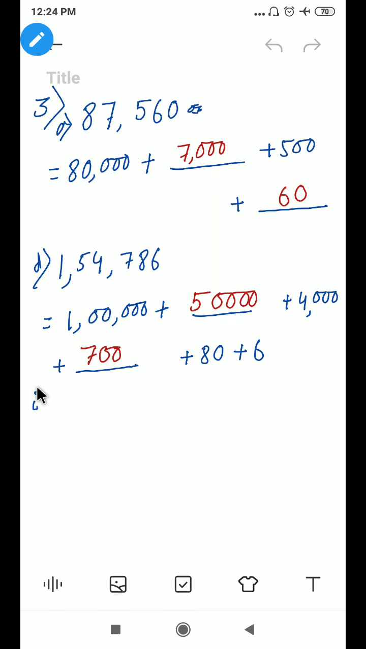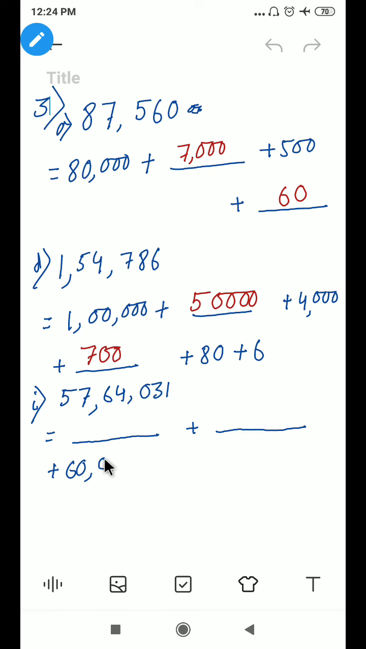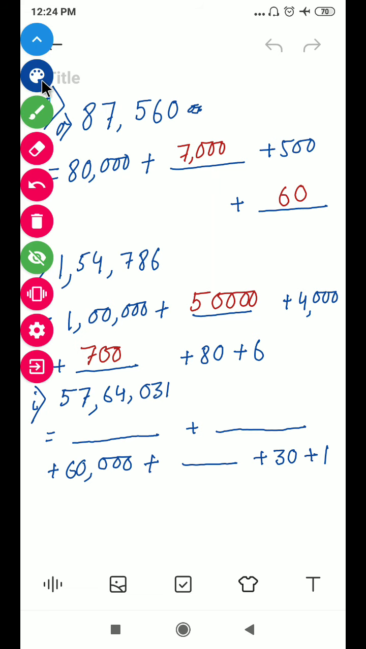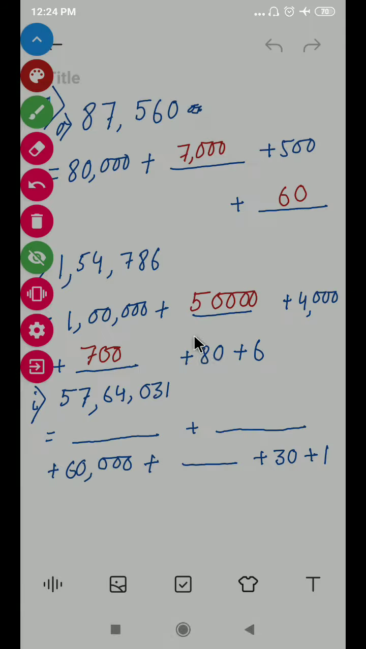Question number I. So question number I is given here, 57 lakh 64,031. So the first one is given here, a blank space, the second one is also a blank space, the third one is given here, 60,000, the fourth one is a blank space, the fifth one is 30, and the sixth one is given here, 1. So you have to fill in these blanks.